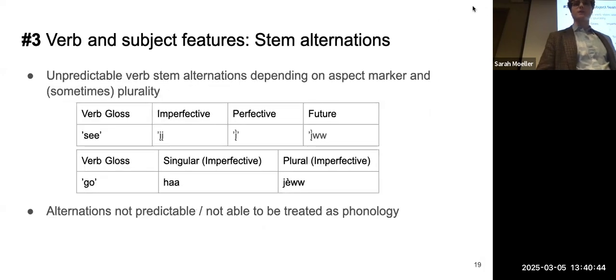Also an issue we encountered was with the verb and subjects themselves. There's a lot of features, and these alternate in often an unpredictable way. So for stems, there's a common alternation based on aspect, the most common being imperfective versus perfective. There's also future. All these different aspects can have different stems for the verb, and they can also alternate on singular or plural subject as well. These weren't very predictable or not as able to be treated as phonology.